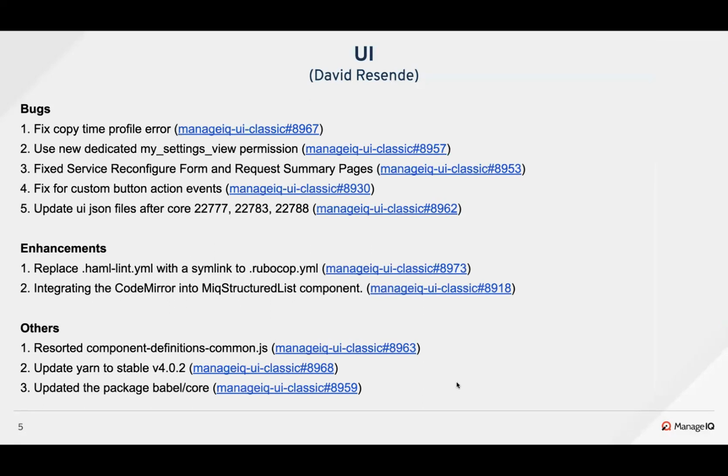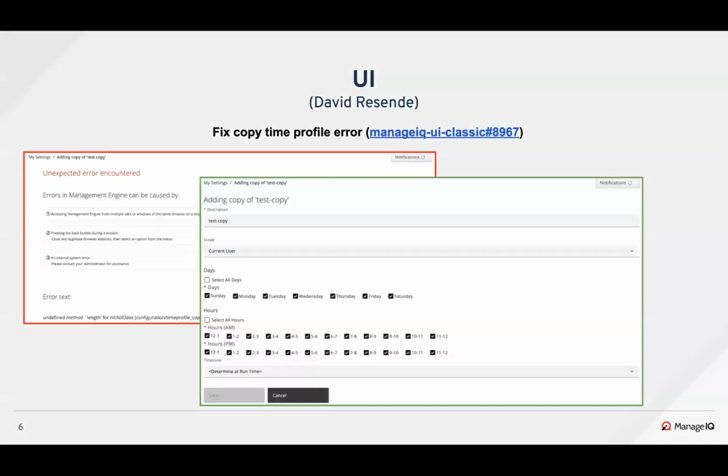Yeah, so for this sprint, there were 10 PRs merged in the UI Classic repo. 5 are bug fixes and 2 are enhancements, and the other 3 we'll get to in a bit. For our first bug fix, we have the fix copy time profile error. Basically, Gilbert found that there is an error when trying to copy a time profile that would prevent the page from loading. He fixed this by correcting a variable check, so the page should load correctly now.